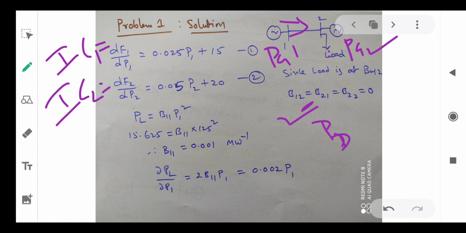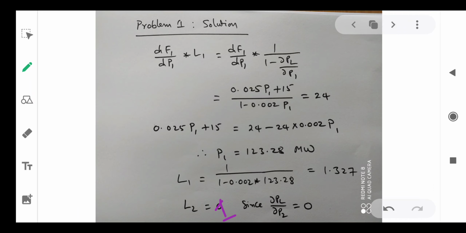Then dou PL by dou P1 equal to the derivative of B11 P1 square, that is equal to 2 into B11 P1. So B11 is obtained. Let us substitute: 0.002 P1 equal to dou PL by dou P1.